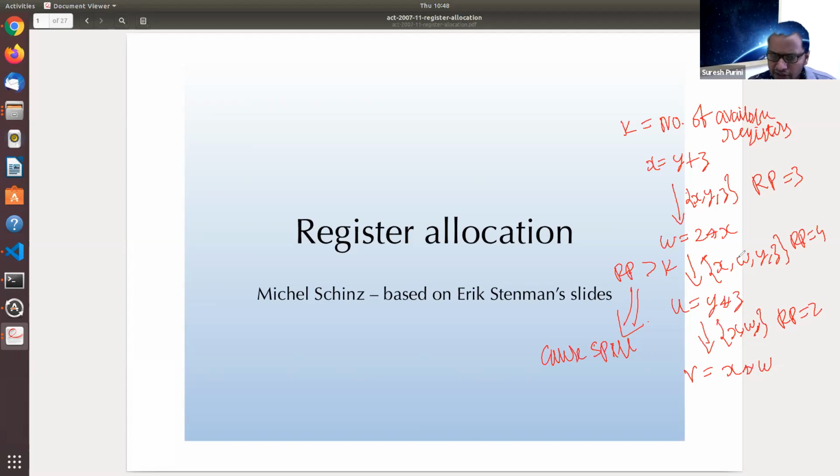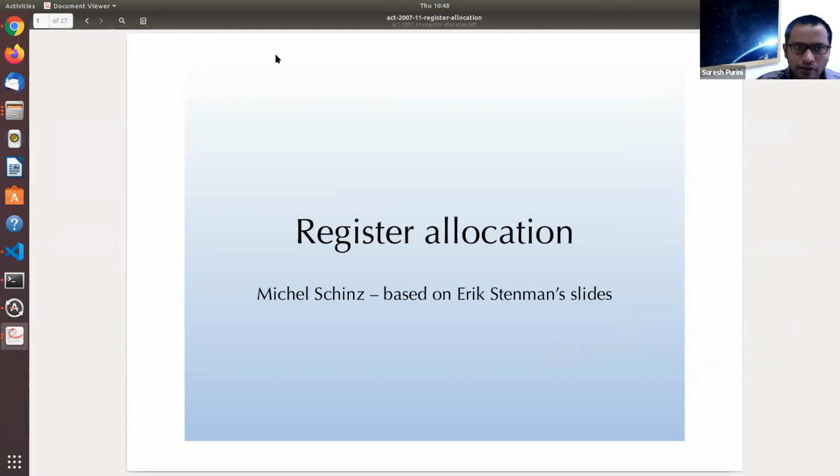So in today's class, we will see a slight variation, an extension of this register allocation algorithm when applied at the whole control flow graph level. For the rest of the session, I will be using slides from Mikhail Snish and also from James Palsberg. So let's see how it goes.